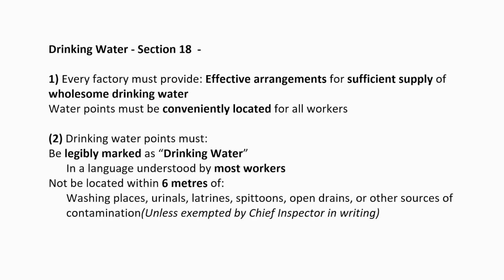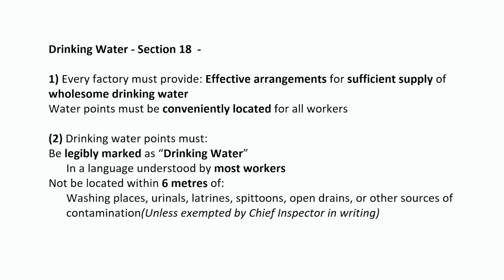After that, drinking water facility. Section 18 deals with the fact that every factory must provide effective arrangements for a sufficient supply of wholesome drinking water. The water points must be conveniently located for all the workers, and these drinking water points must be legibly marked as drinking water, in a language which the majority of the workers can understand.